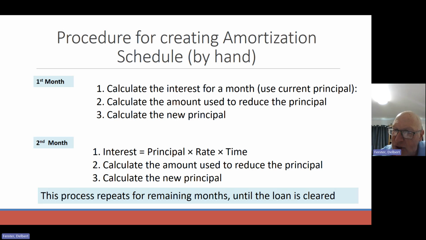But then we'll find out how much of that payment goes to pay interest. The balance of that payment goes to reduce principal. And then you'll calculate a new principal by taking off what you were able to contribute to the principal on that first payment, subtracting it from the amount you borrowed. And then you start the same process all over again for month number 2. And interest is found by taking that new principal, multiplying by the rate times the time. And we go on and we go on until the loan is gone.